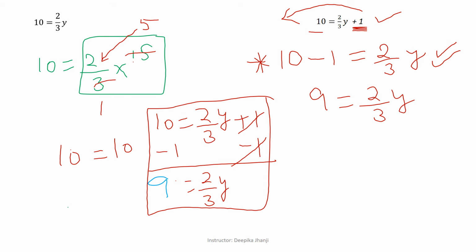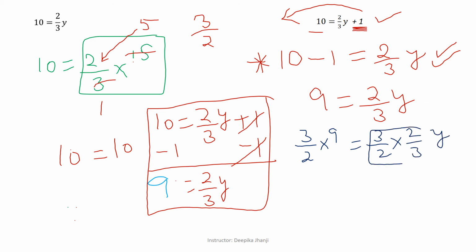Now to get rid of 2 by 3, you need to multiply by its reciprocal. The reciprocal of 2 by 3 is 3 by 2, right? Let's multiply both sides by 3 by 2. So this becomes 3 upon 2 times 9 equals 3 upon 2 times 2 by 3y. Obviously here you will get 1 because 3 cancels with 3, 2 cancels with 2, and that was our goal, right? So we have y on the right hand side.